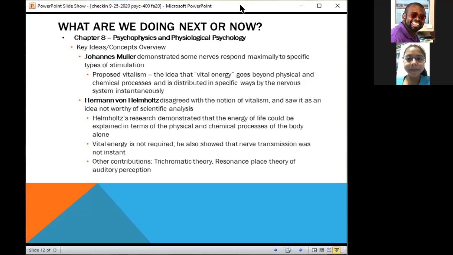So in a way, Helmholtz probably saw this idea of this vital energy, this vitalism that was proposed by Mueller, in a very similar fashion. So he did not see this as something worthy of scientific analysis. And so we didn't go into the research, but Helmholtz's research was conducted, and he was able to demonstrate that the energy of life could be explained in terms of the physical and chemical processes of the body alone.